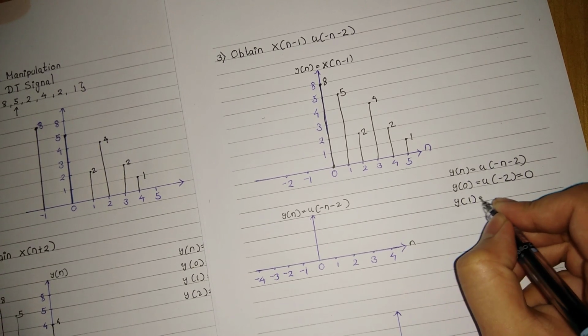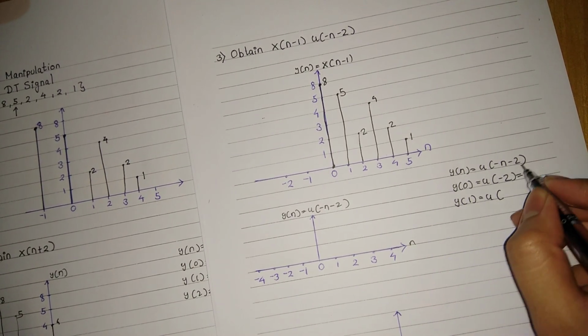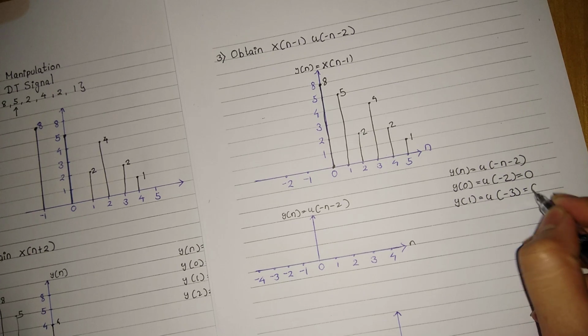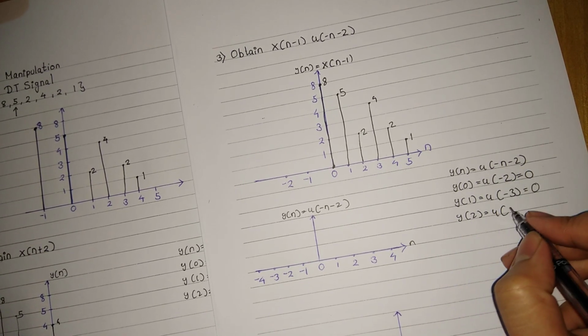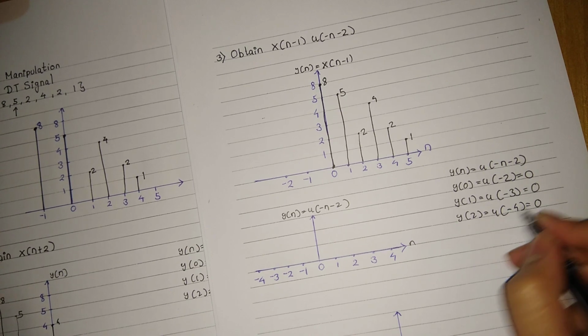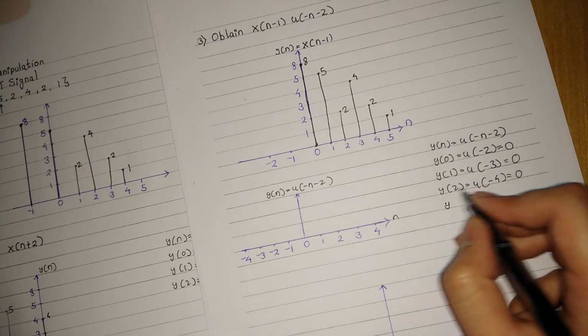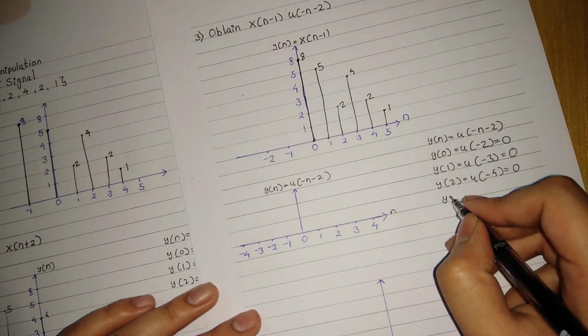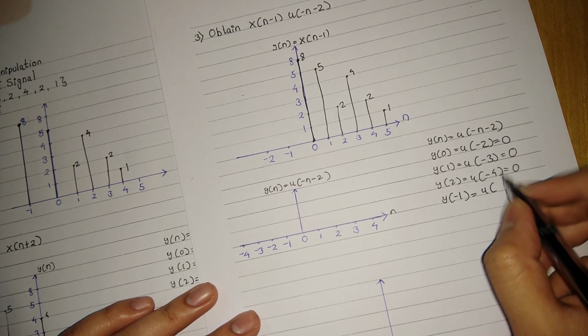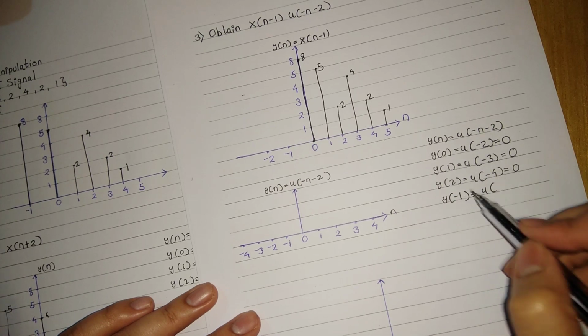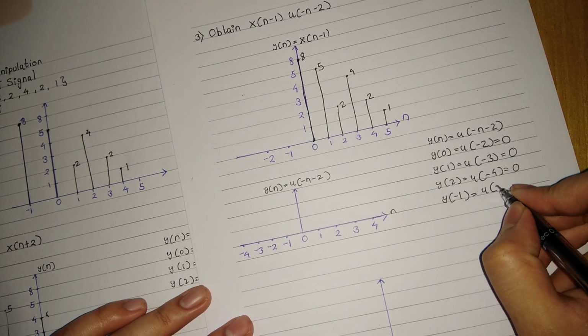For n equal to 1 it will be minus 1 minus 2, it will be minus 3, 0. y of 2 is equal to u of minus 2 minus 2, minus 4, 0. Now let's find for some ahead also, it will be 0. So let's find y of minus 1. y of minus 1 will be u of plus 1 minus 2, which is minus 1.